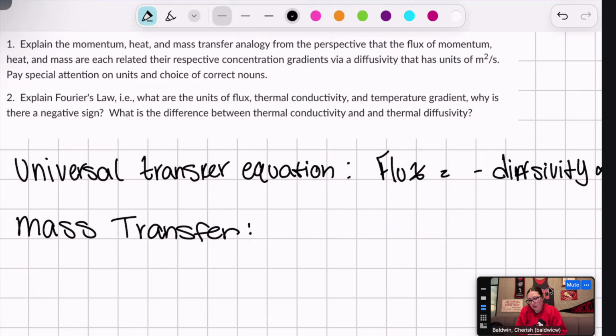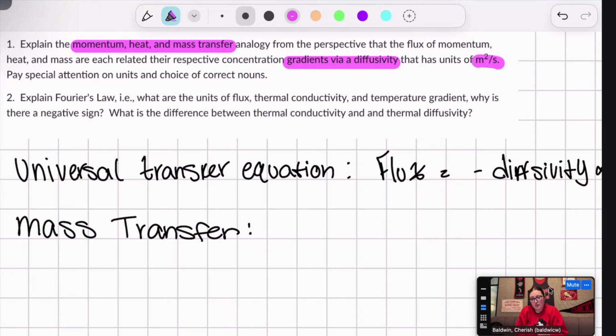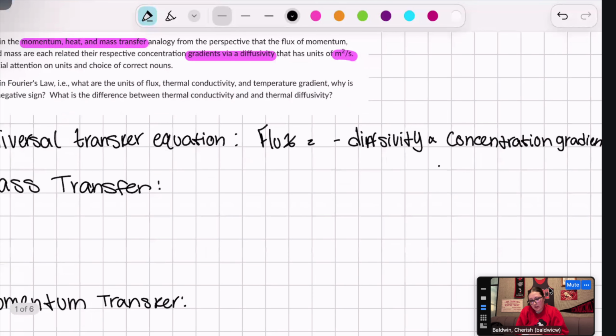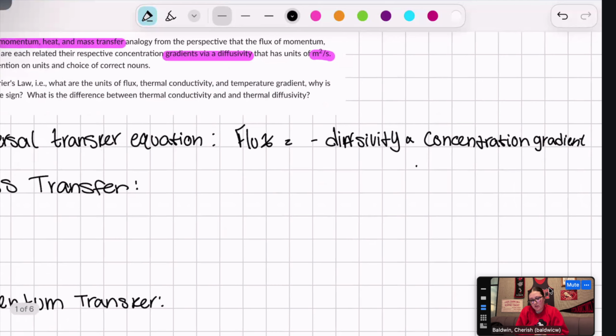Alright, so first thing I'm going to do is explain how momentum, heat, and mass transfer are all related by their specific gradients and diffusivity, and how diffusivity is in meters squared per second. First, let's start with the universal transfer equation, which is flux is equal to negative diffusivity times the specific concentration gradient.